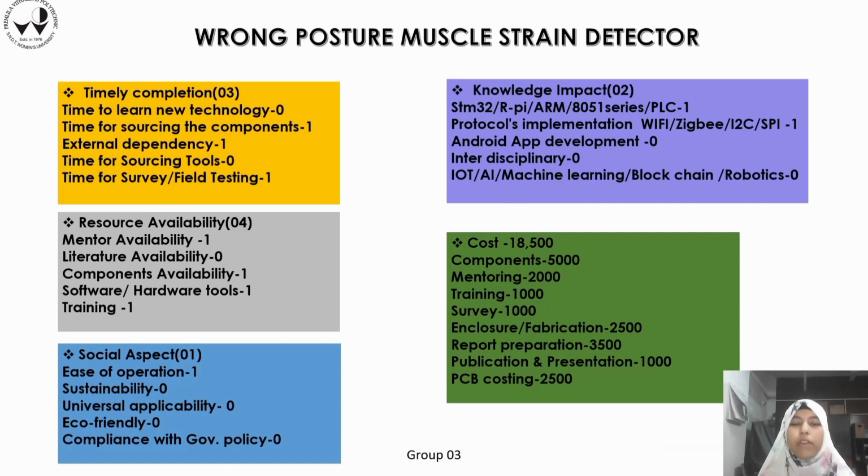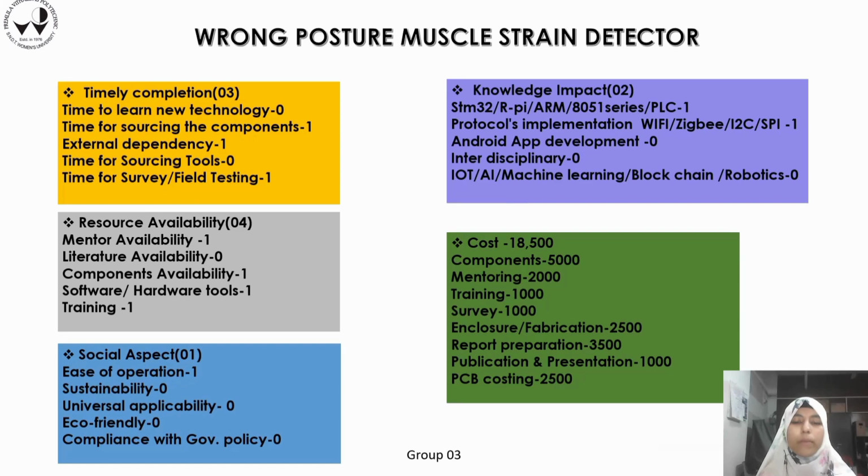And Android app development, we have given it 0. It doesn't require any app development in this project. Third, interdisciplinary, it is not related to any field, so we have given it 0. And IoT, AI, machine learning, blockchain, robotics, it doesn't require any part of this, so we have given it 0.